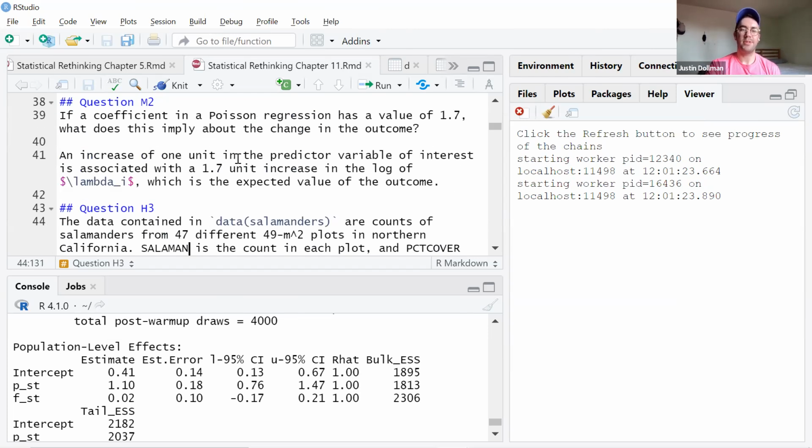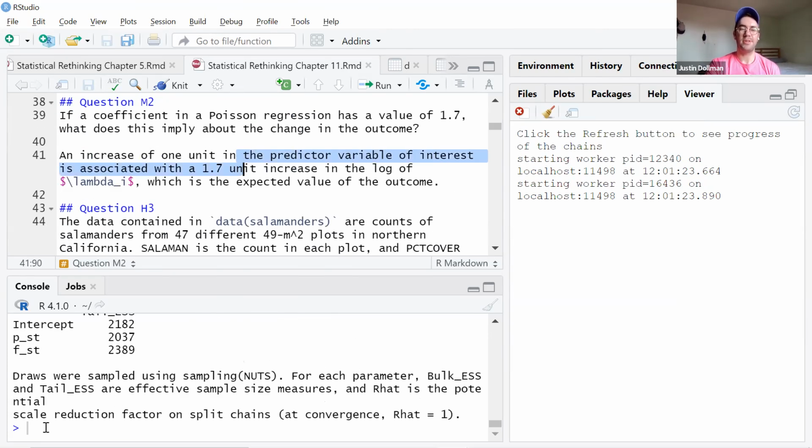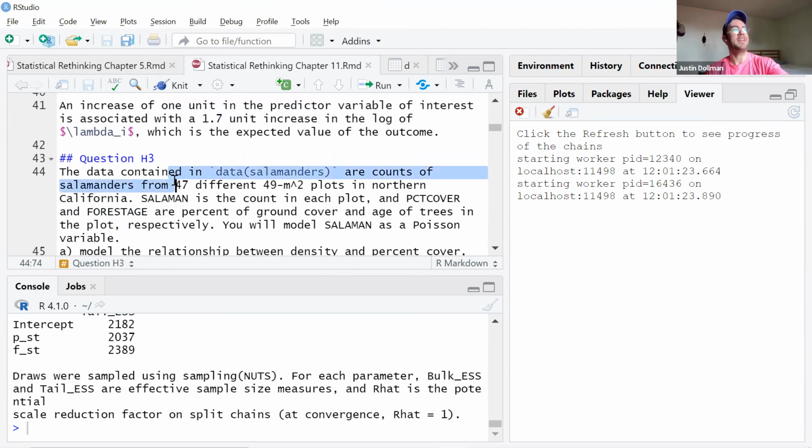Do you remember what you said, you thought you overthought this one? Well, I was just taking it very literally, from an econometrics perspective. We look at that beta, and it's the log of that lambda, that rate. It's a 1 unit increase associated with a 1.7 unit increase in the log of lambda. And then, like you said, exponentiation, if you wanted to get to the count variable, the outcome of interest.